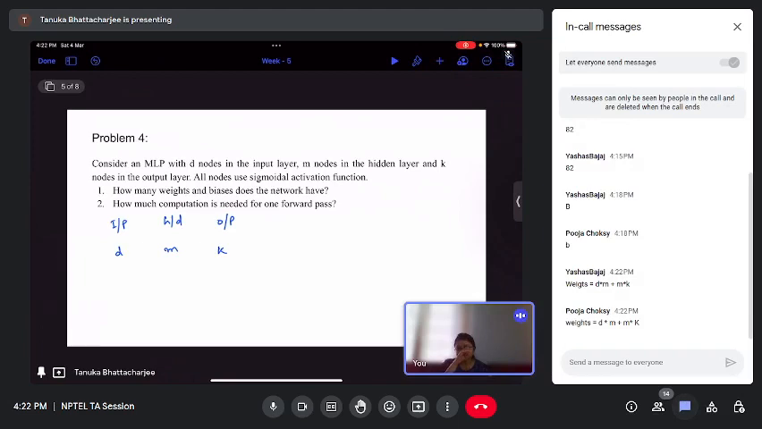Weights will be DM plus MK, absolutely correct. So input layer has D neurons, hidden has M neurons, so in between you will have D cross M number of weights, and between hidden and output layer you will have M cross K number of weights. Now how many biases will be there, can anyone tell?